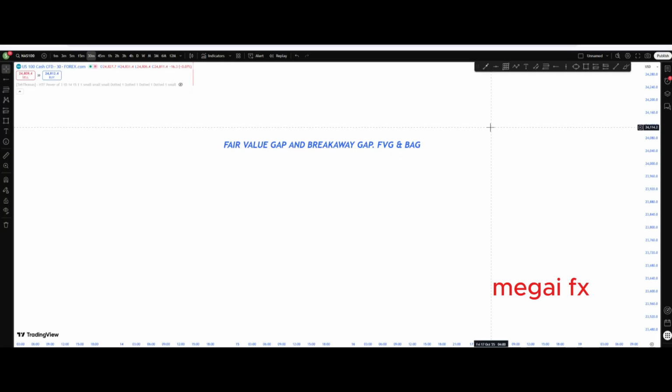You notice that sometimes when you have done your analysis and you are waiting for your point of interest, especially a fair value gap, price never gets to your fair value gap and displaces lower or higher without tapping into it. One thing is that we have fair value gap and we have breakaway gap. Then how do you identify whether a gap is a fair value gap or a breakaway gap? That is what I want to show you in this video.